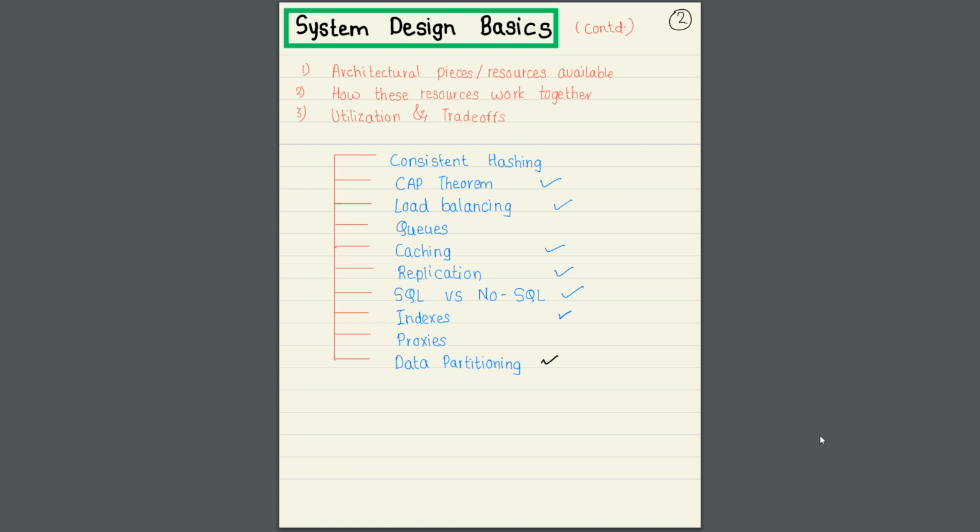So: consistent hashing, CAP theorem, load balancing, queue, caches, replication, SQL, NoSQL, indexes, proxies, data partitions. If you are going to design any system of a particular application, low level or high level, we need to take care of this. So mostly these are the terms we will use in high-level design.